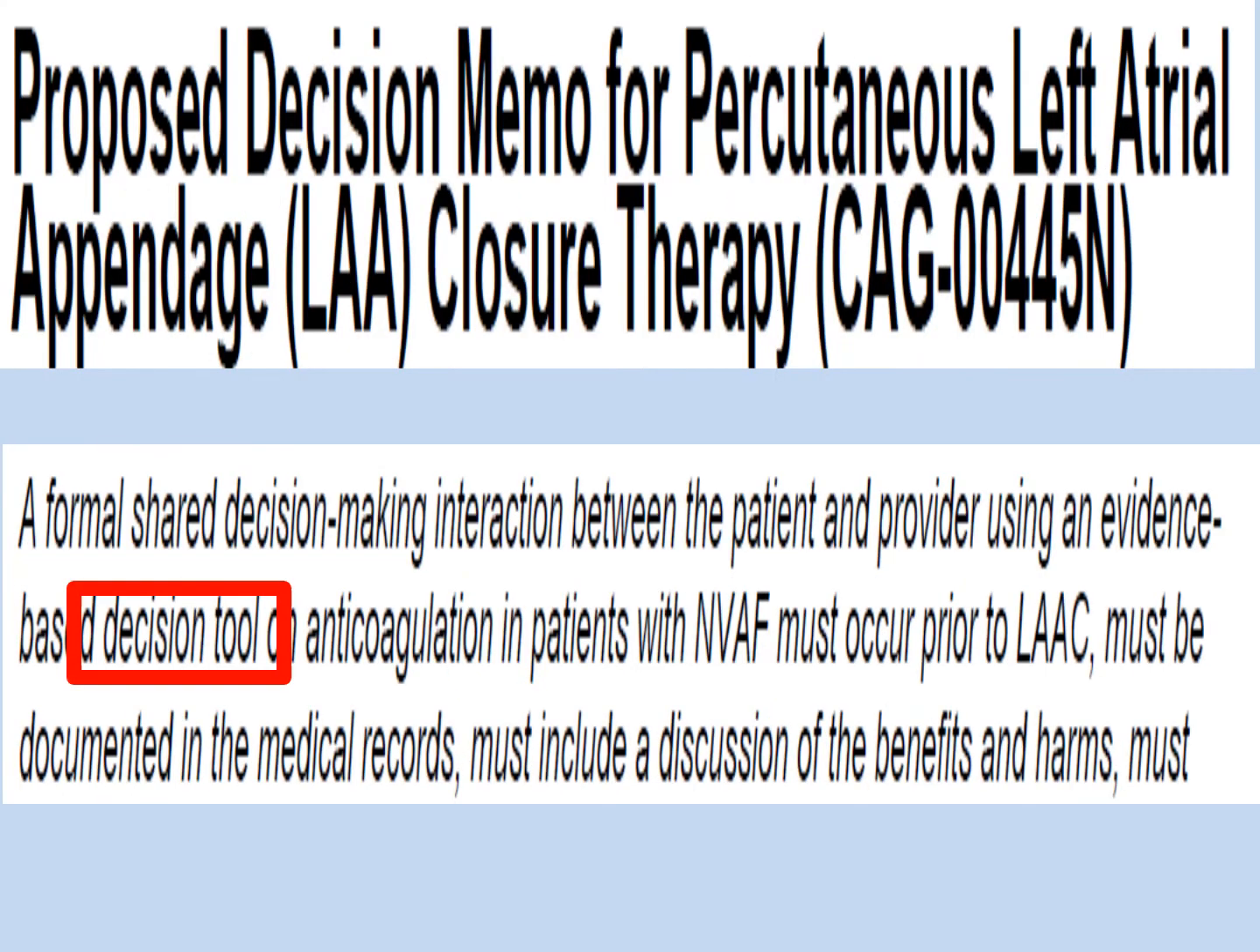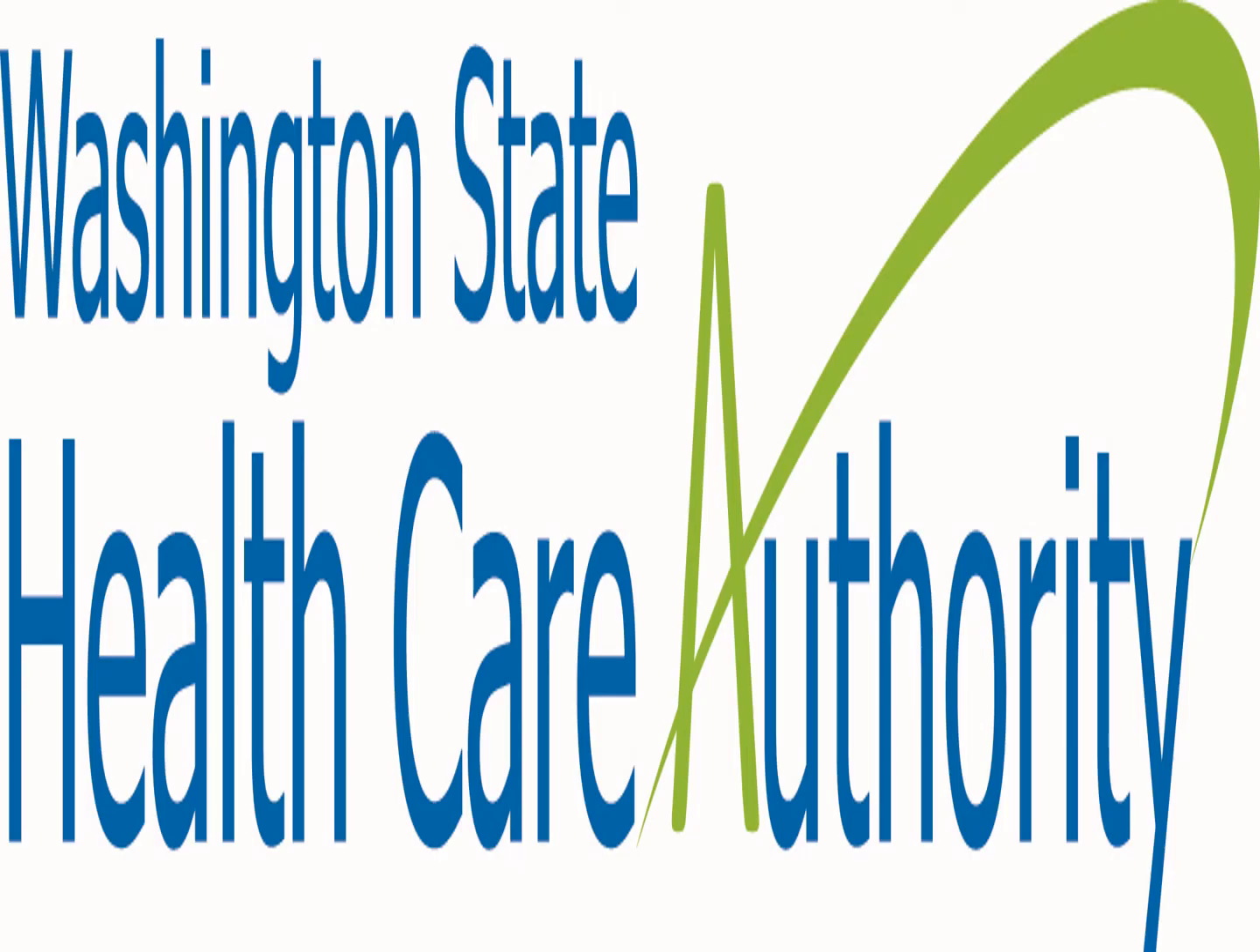Another example of a CMS procedure is left atrial appendage closure therapy. Again, make sure not only that it's clinically indicated, but also that it's preference indicated by using a formal shared decision-making interaction using an evidence-based tool. Use a patient decision aid, or we won't pay you for using this because we won't be confident that the patient actually wanted it. Those are federal Medicare examples, but we also have examples from Washington State.